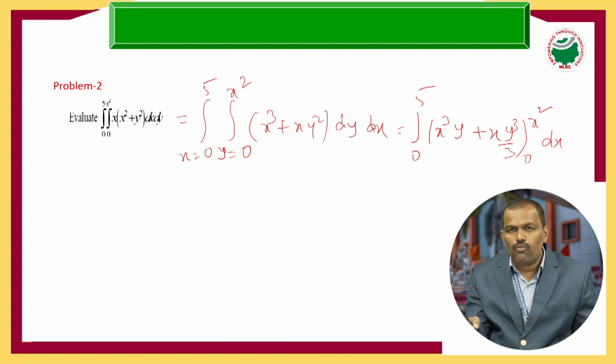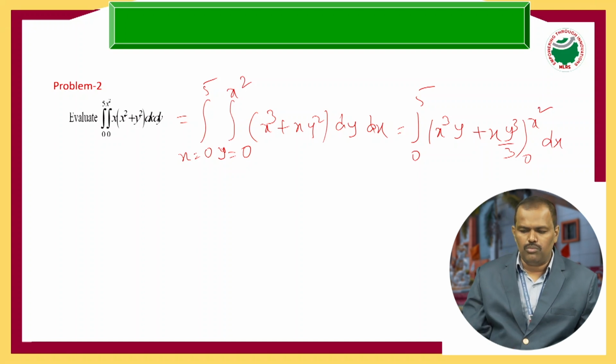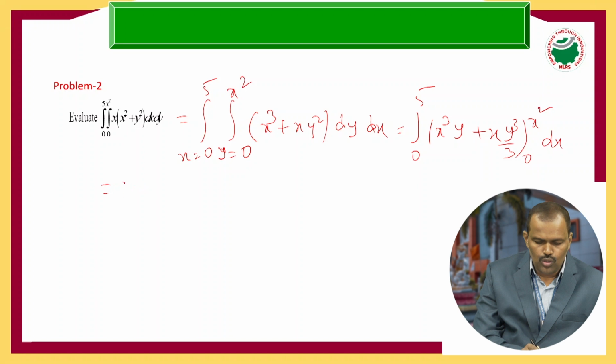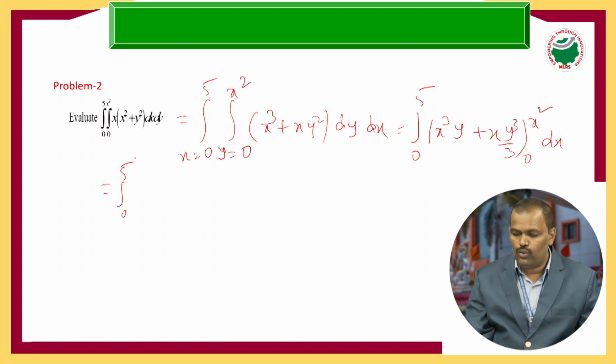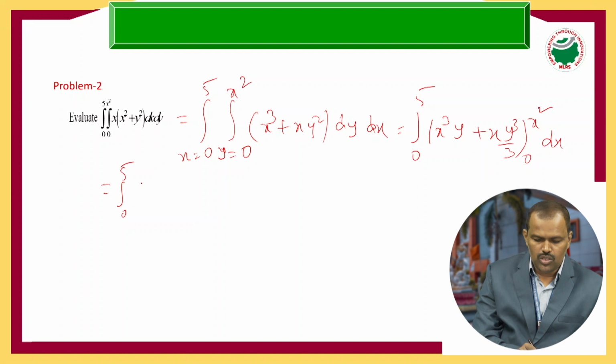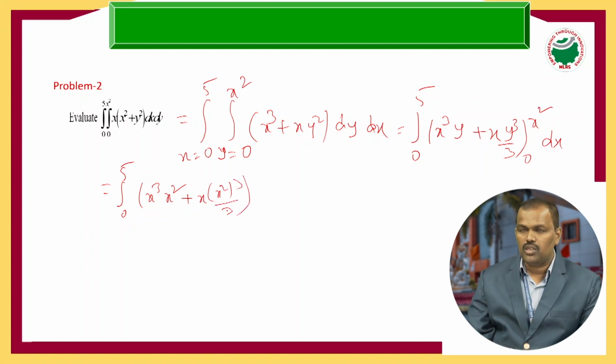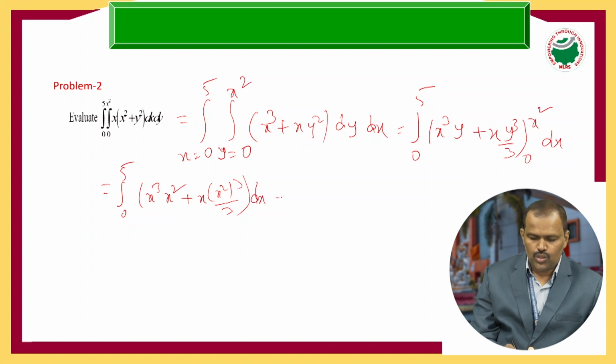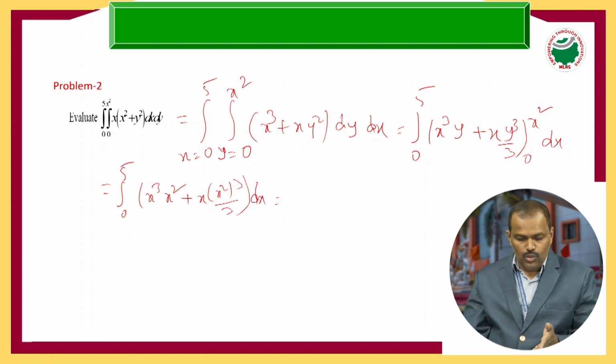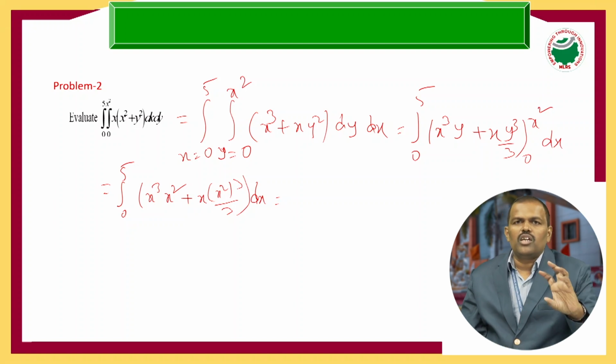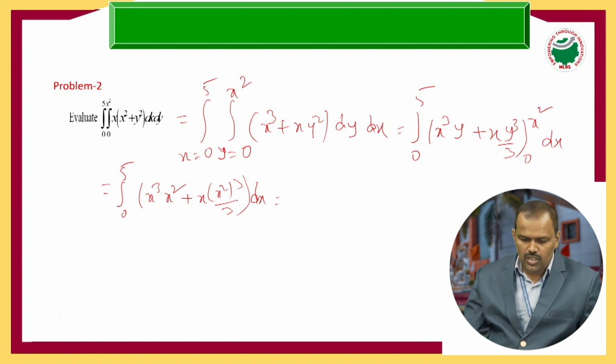So now in place of y only we have to substitute the limits. So that is equal to integral 0 to 5. In place of y I am substituting the limits, that is x cube into x square, plus x into x square whole cube, x square whole cube by 3, into dx. So that is equal to, now look at this, all converted in terms of x. The y rule is over. Then it's time for the x rule. We have to integrate with respect to x.